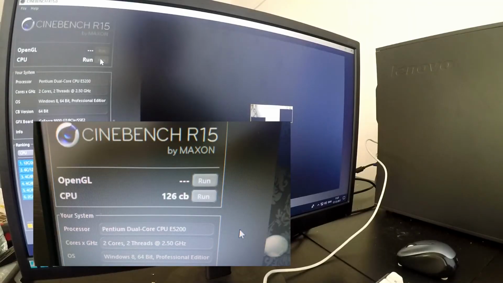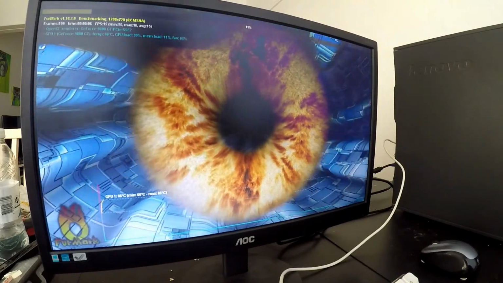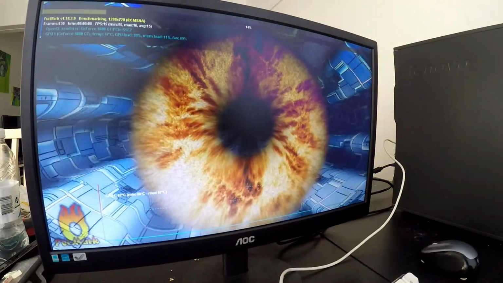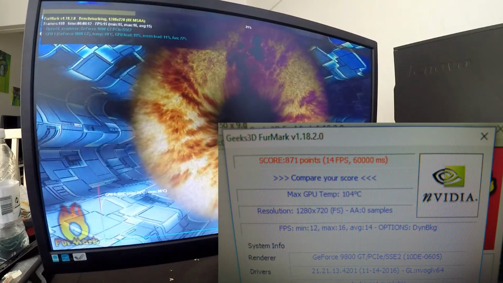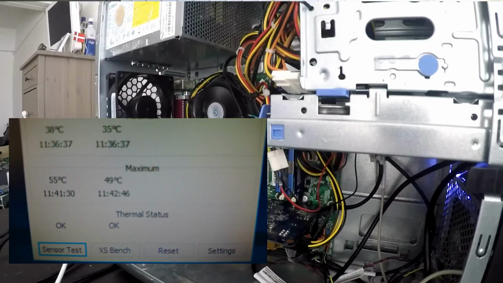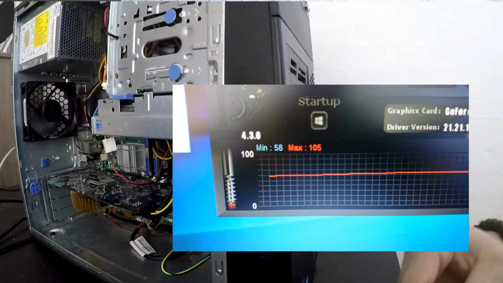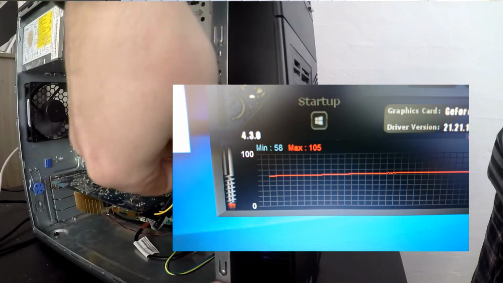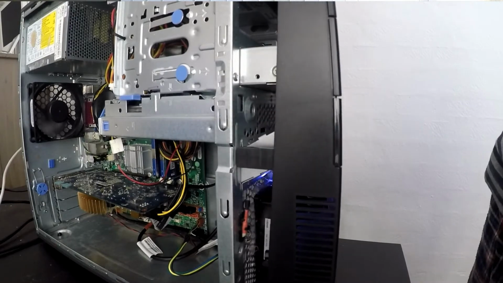Now Cinebench runs pretty well and we ended with a score of 126. And Furmark ran, well, hot, but ended with a score of 871. Now the CPU maximum temperature in this test was 55 degrees Celsius and the GPU reached an unholy temperature of 105 degrees Celsius. I actually didn't think this card would get this high, but apparently it did.